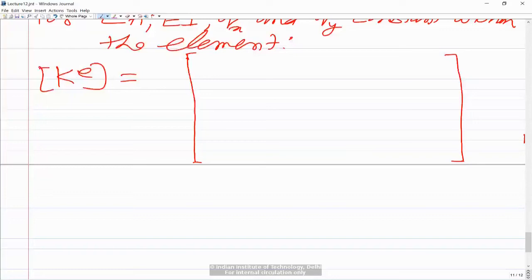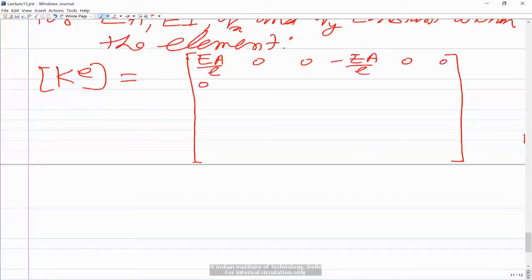You will find when you multiply B transpose, then the 2 by 2 matrix at the center, and then again B, and integrate, you will get here EA by L, you will get 0 0, then you will get minus EA by L and 0 0. So this is what you will have.